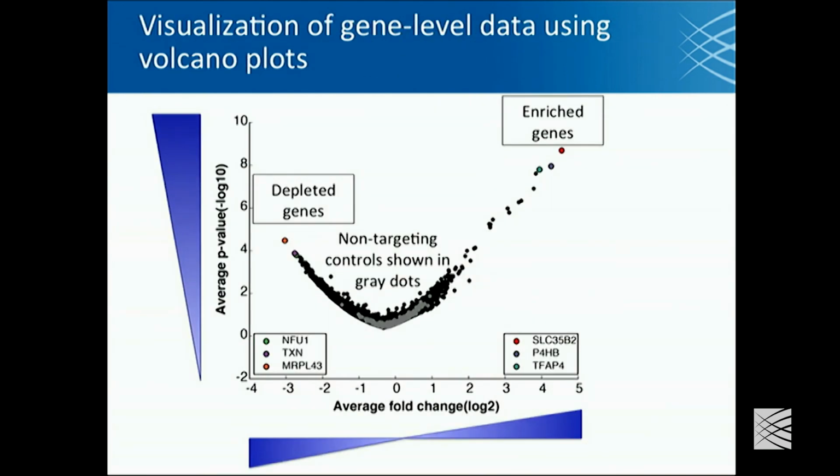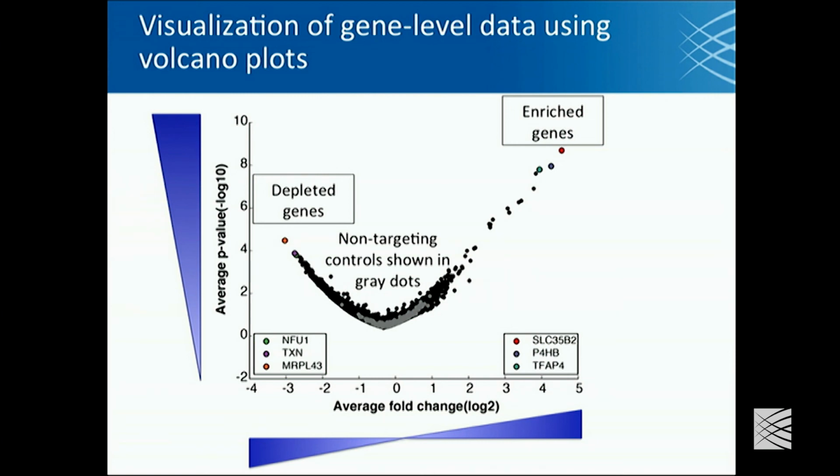You can visualize this data just by looking at standard volcano plots, where on the x-axis you have your average log-fold change, and on your y-axis you have your average p-values that you calculated. And shown here in gray are just the non-targeting controls, and you can see that they line up around 0 in terms of fold change and also in terms of p-values, so showing that they don't have much of an effect in the screen, which is what you would like to see.